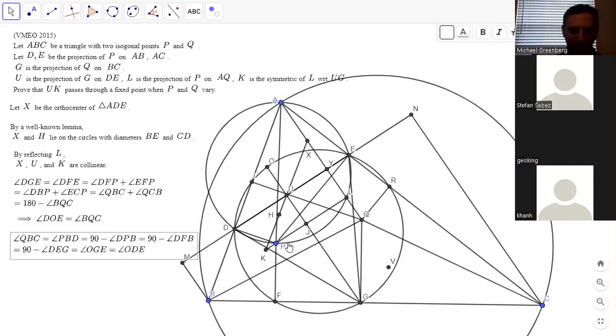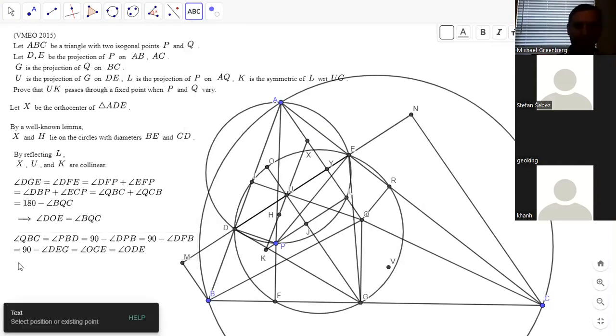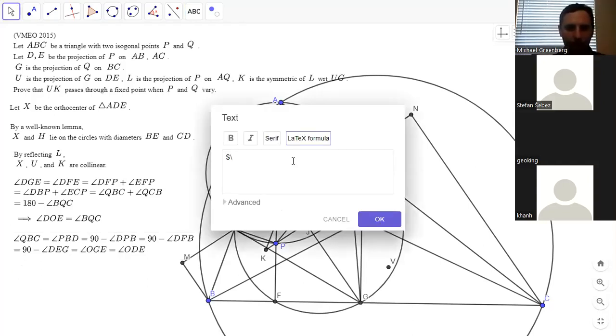QBC is PBD is 90 minus DPB is 90 minus DFB is 90 minus DEG, which is OGE, which is ODE. So then we have DOE is similar to BQC. And that means that DU over UE is BG over GC.